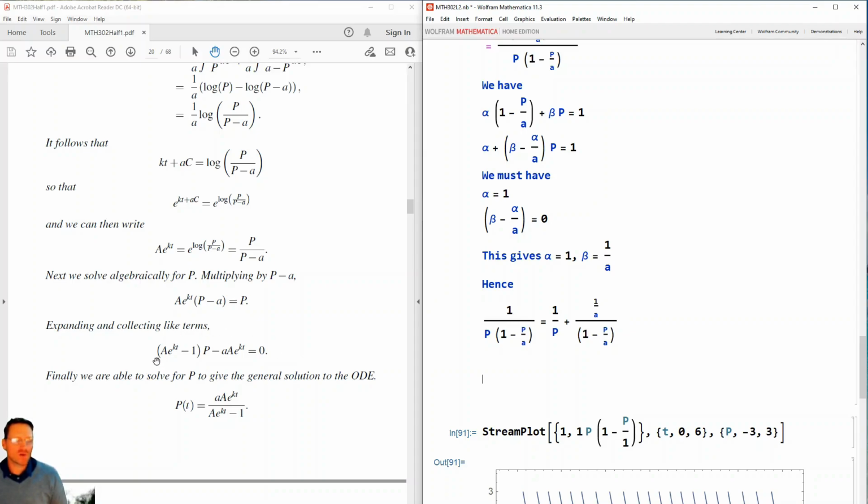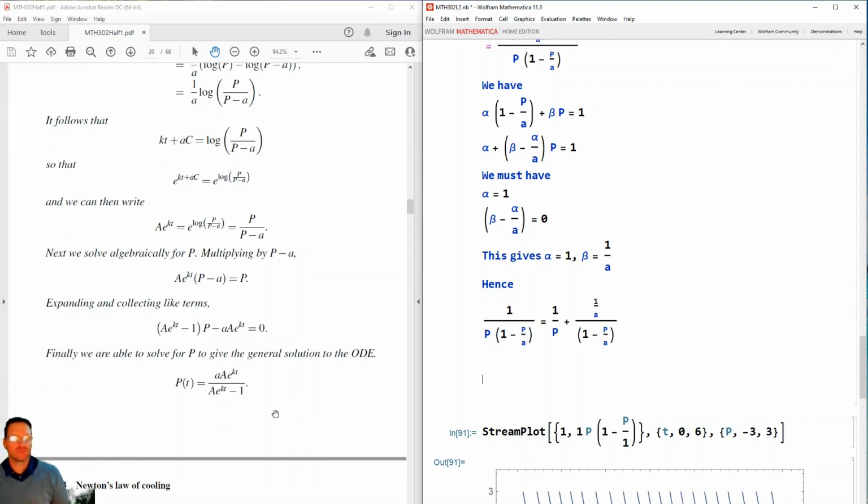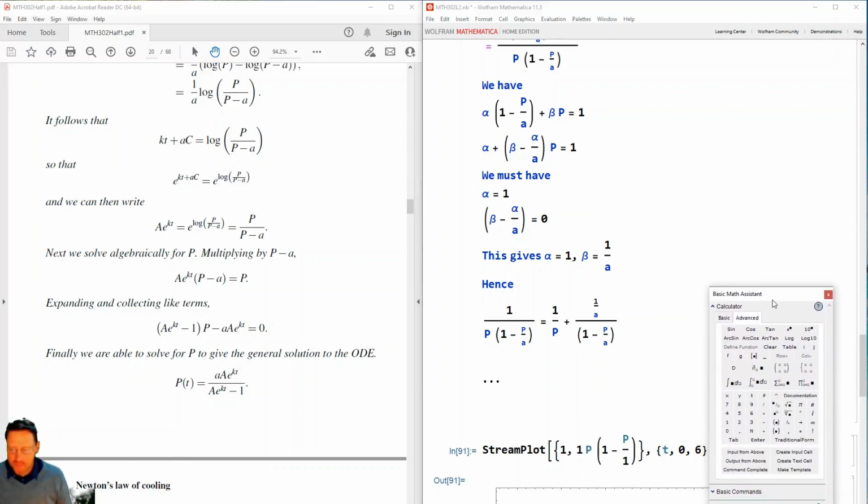So we end up with uppercase A times kt minus 1, all outside of p, minus lowercase a times uppercase A times e to the kt equals 0. So finally, we want to take the uppercase A, a e to the kt over to the right-hand side and then divide by A e to the kt minus 1, which gives us our function of t. You could do one more step if you wanted to. I'll rewrite this.